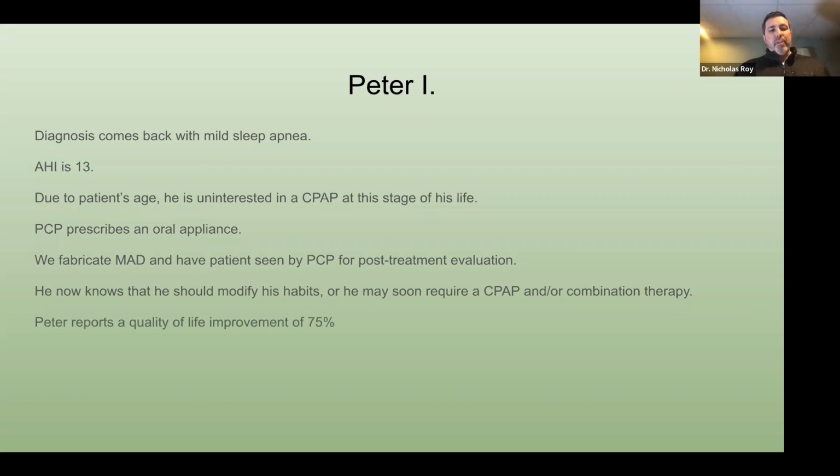After he wears his mandibular advancement device, he reports an improvement of his quality of life by 75%. He also stopped drinking to a great degree because he realized that it was affecting his sleep. So I'm not sure how much of it was one and the other. The point is we helped improve this guy's quality of life.